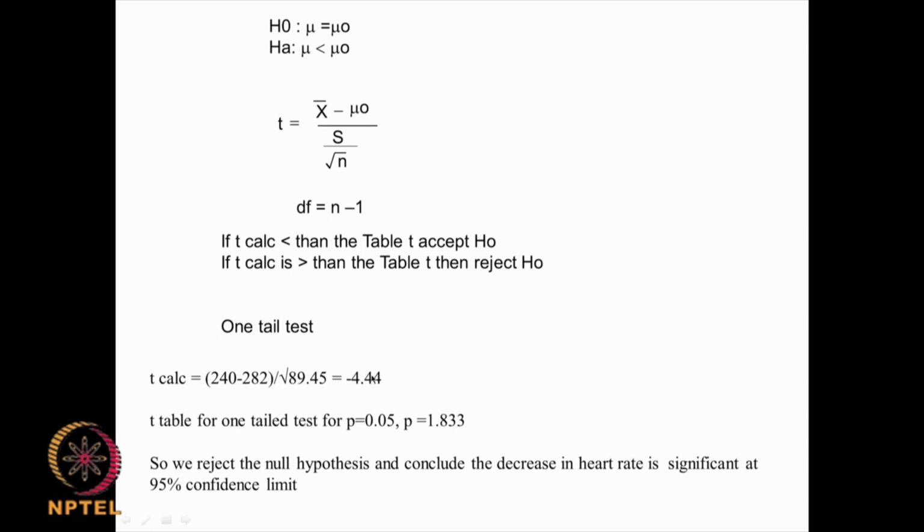So it is greater in magnitude. So we reject the null hypothesis at p is equal to 0.05. So we need to accept the alternate hypothesis. That means the heart rate has decreased because of anesthesia, and this decrease is significant at 95% confidence interval. So you understand this. Okay, it is very simple.